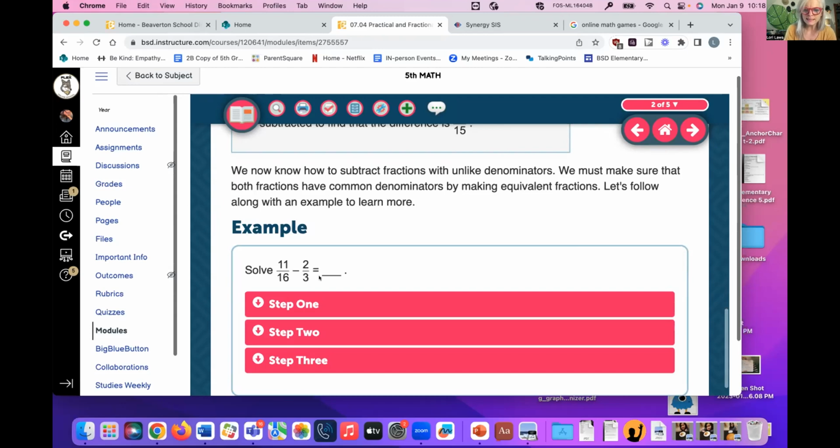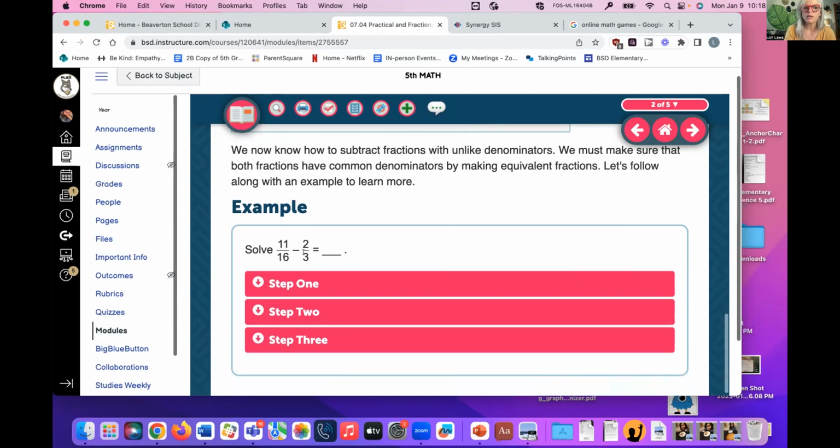So in this case, is there anything you can times 3 by to get to 16? What do you think? Anybody? Are you guys listening? Yep.